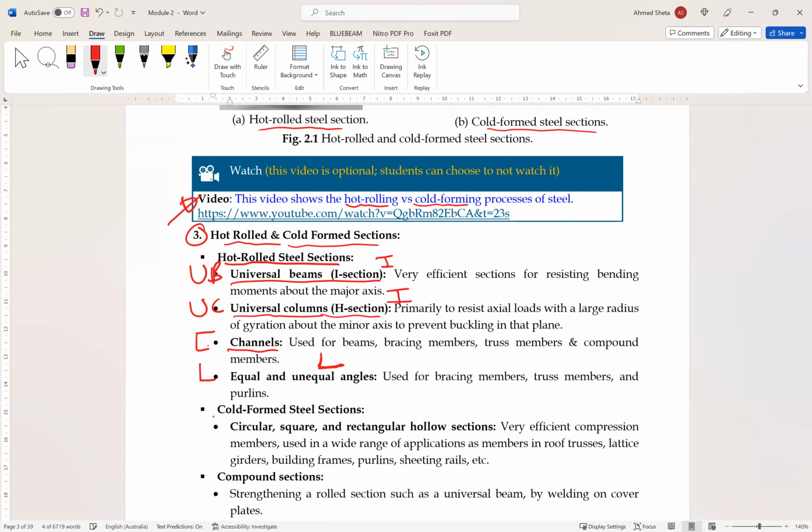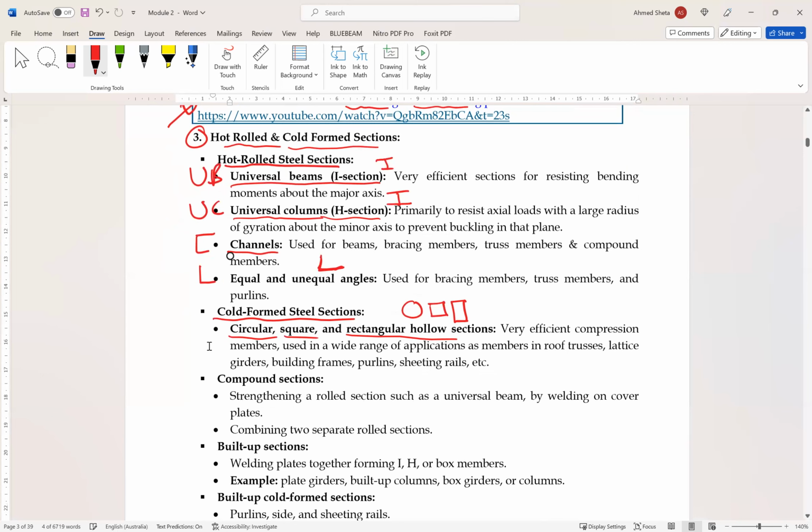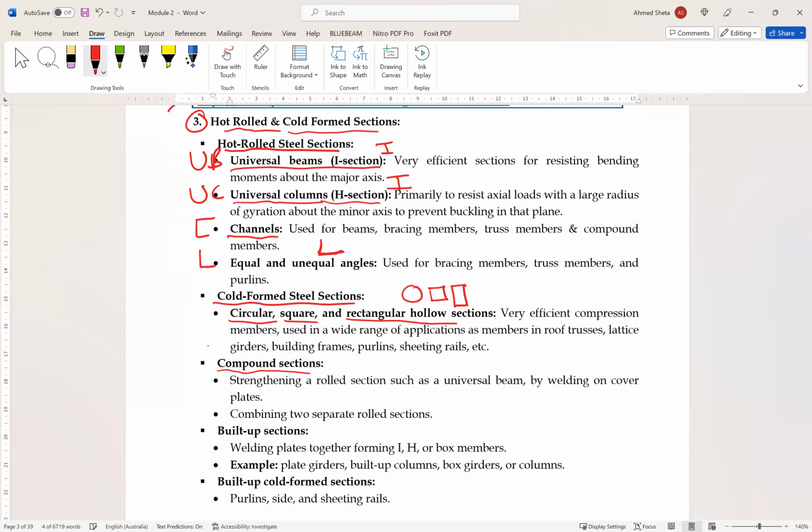We have also cold formed steel sections, like circular, square, and rectangular hollow sections: circular hollow section, square hollow section, and rectangular hollow sections. And also we have compound section. In addition to this, we have also channels and Z sections. So we have C sections and Z sections under cold formed steel.